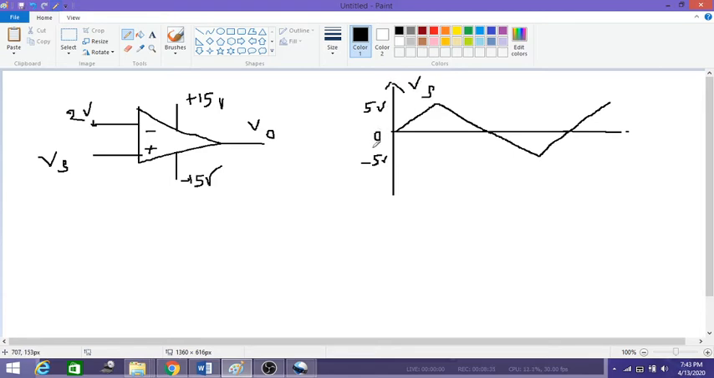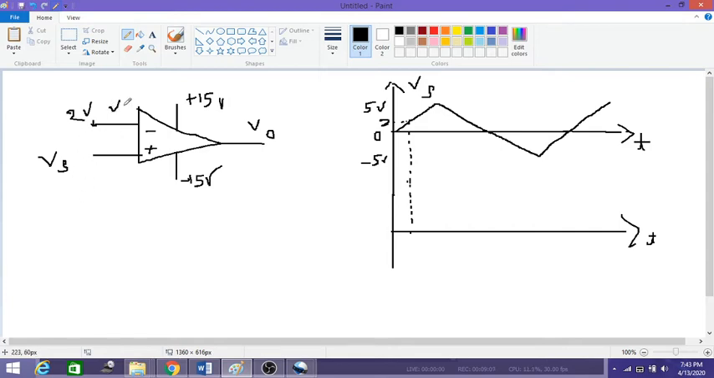Can you tell me what is the output voltage here at this point? How do you analyze this circuit? It is very simple. For example, if I consider this is my 2 volt point, so till 2 volts, this is V1 and this is V2. So we know the equation V0 is equal to AV of V2 minus V1.